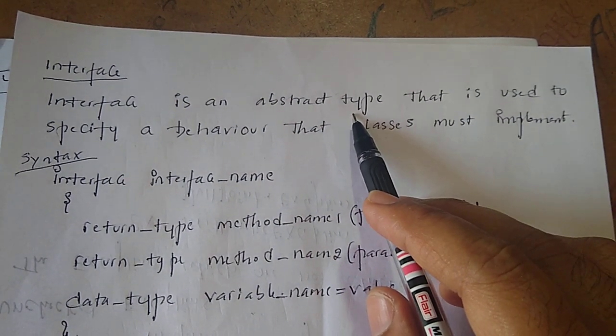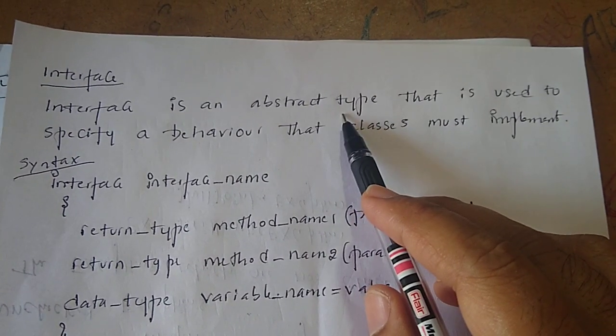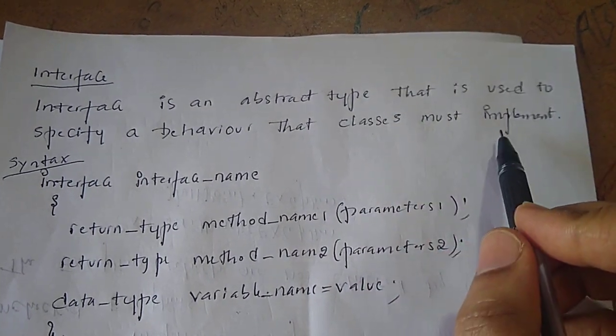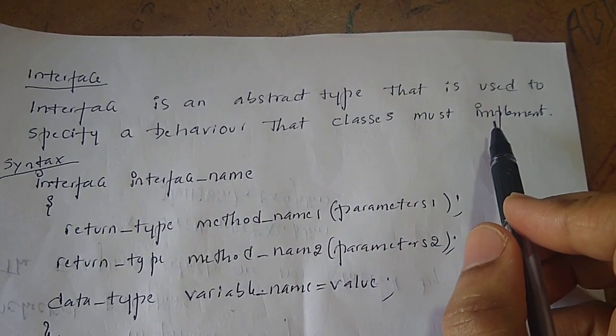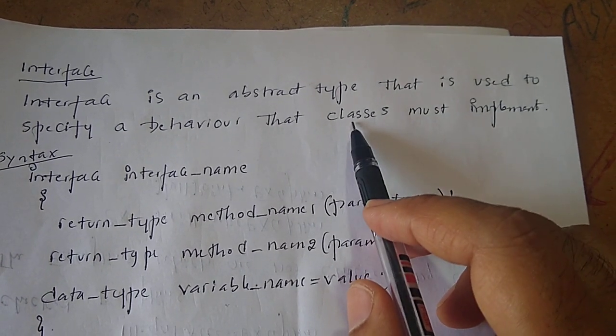You will find only declaration but not definition. Abstract type. You will find only declaration, not definition. That one is called as what? Abstract type. And where should we implement? Where should we write the definition for those functions without any definition? Within a class we have to implement that one.